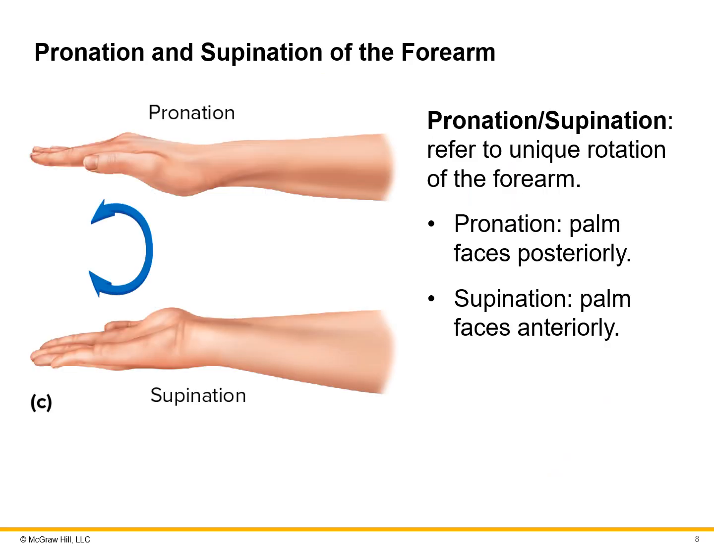All right, now we have pronation and supination. These are again kind of unique little rotations just of the forearm. Pronation is when the palm faces posterior, which is the bottom. So pronation is when your hand is pointing so that your palm is down. Supination is where it is facing anterior, so your palm is facing up. So again, pronation, palm down; supination, palm up.